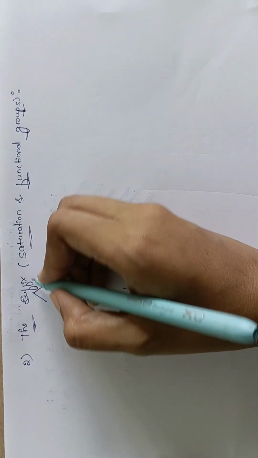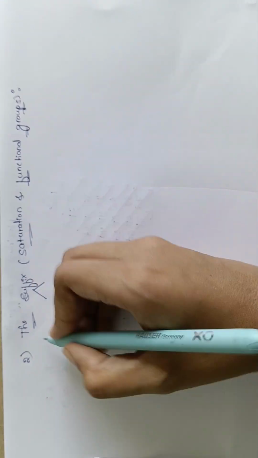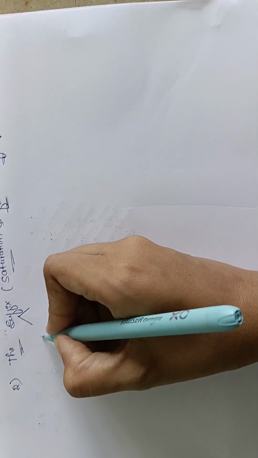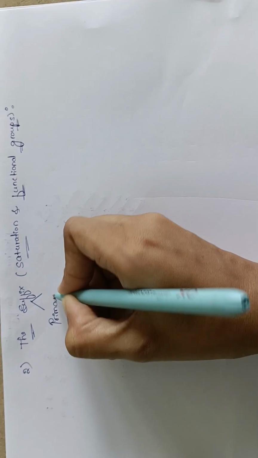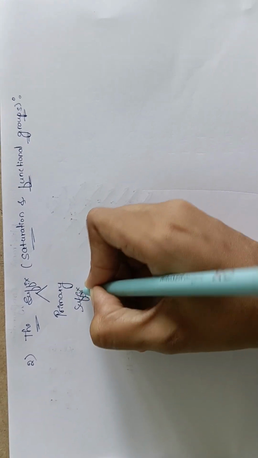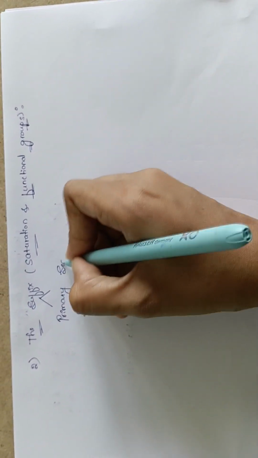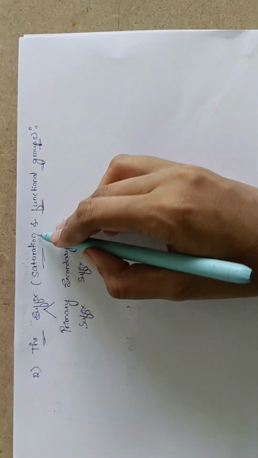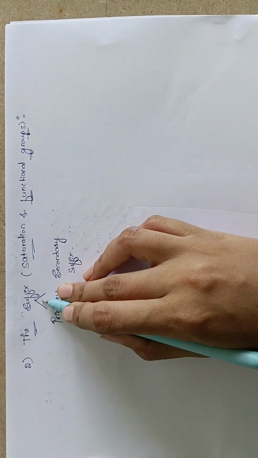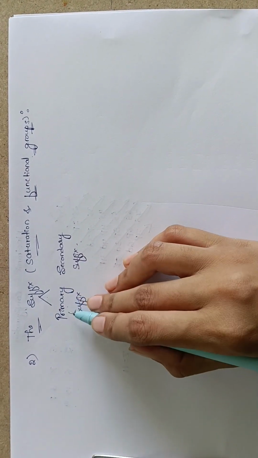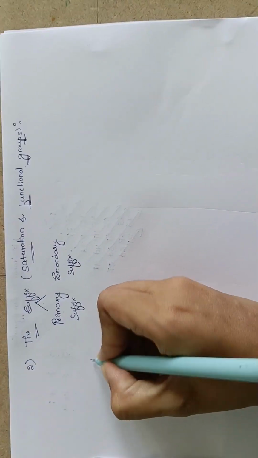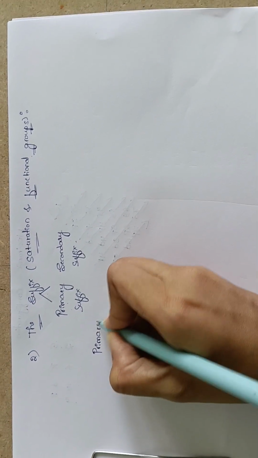Second one is the suffix, saturation and functional groups. The suffix is divided into two parts. First one is the primary suffix, second one is the secondary suffix. First one, primary suffix.